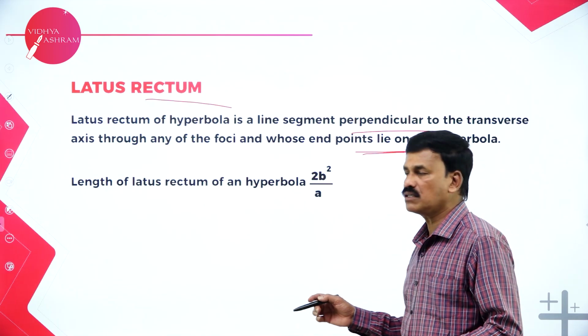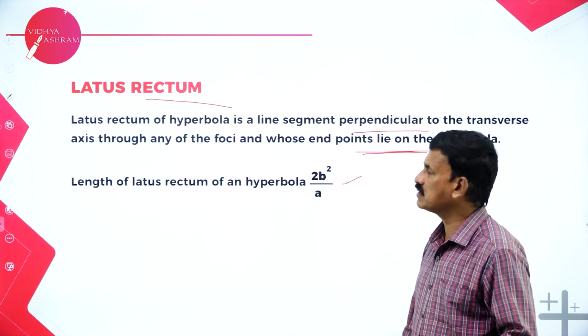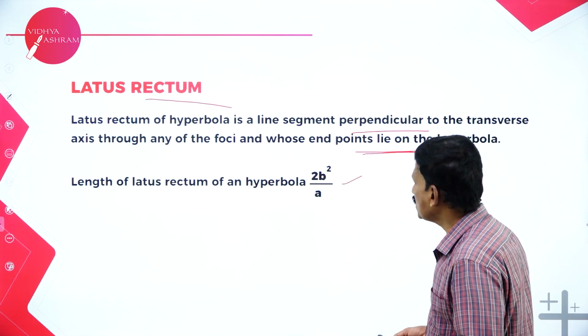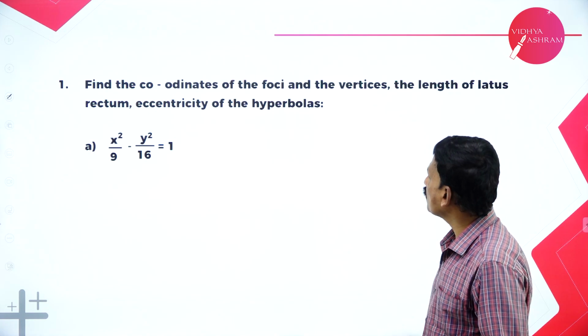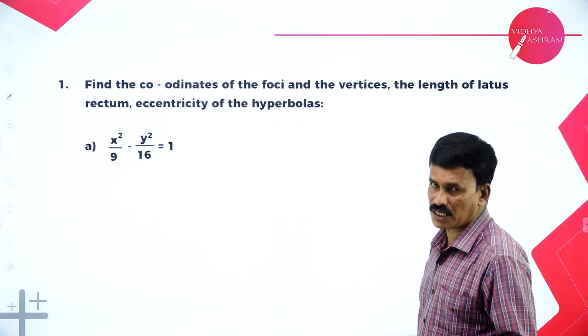So therefore, the length of latus rectum of a hyperbola is equal to 2b square by a. The length of latus rectum is equal to 2b square by a. Now, by knowing this, let us take a few examples. Find the coordinates of the foci and vertices, the length of latus rectum, and the eccentricity of the hyperbola.